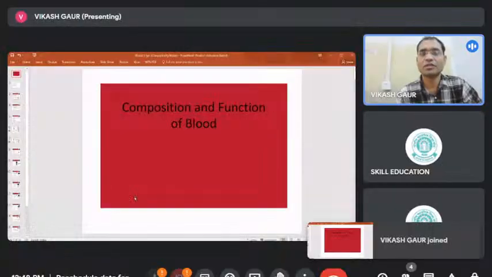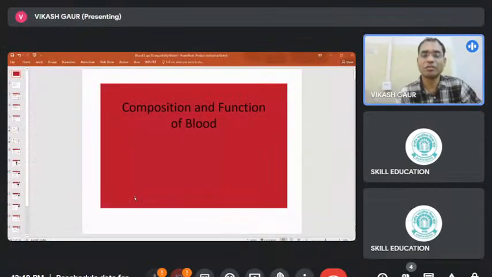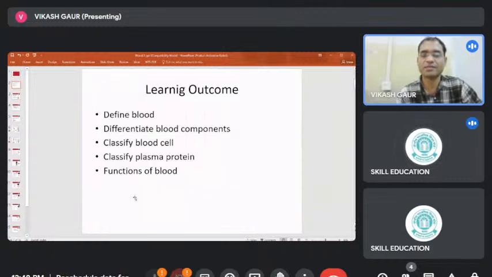We will discuss the blood composition, function of blood, and how to test any blood specimen. So these are the learning outcomes of this chapter: definition of blood, differentiate blood components, classification of blood cells, and also classification of plasma proteins and functions of blood.